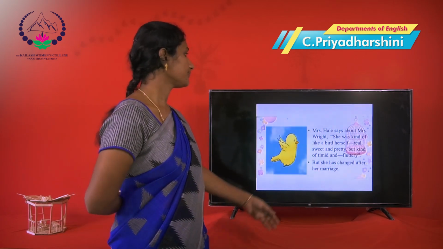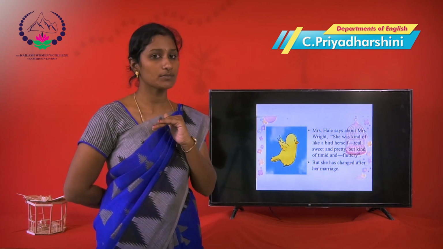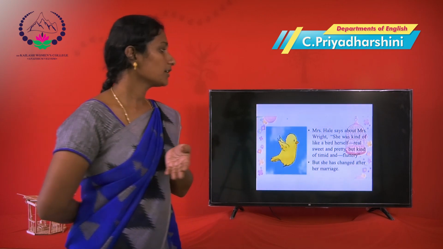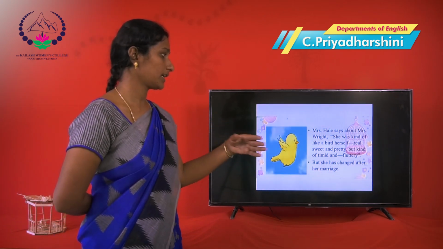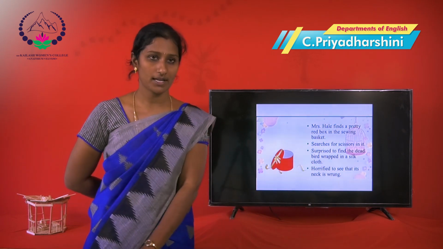Next, Mrs. Hale says about Mrs. Wright, she was like a bird herself, sweet and pretty, but kind of timid and fluttery. Timid means shy. But she changed after the marriage.